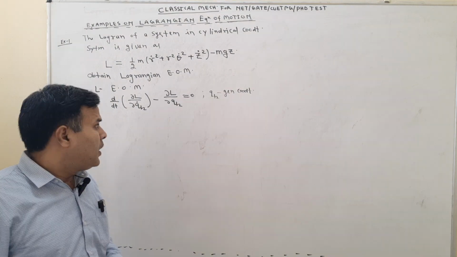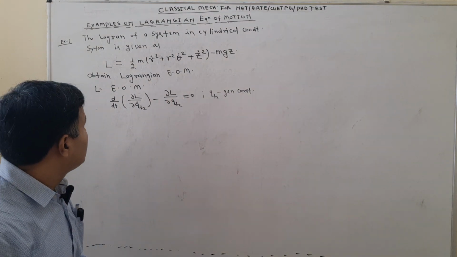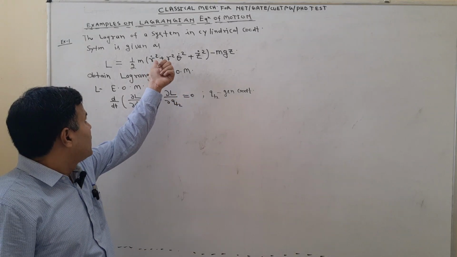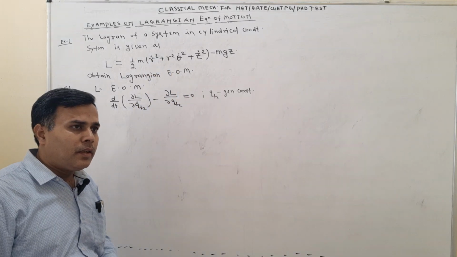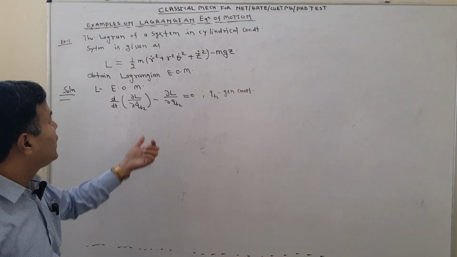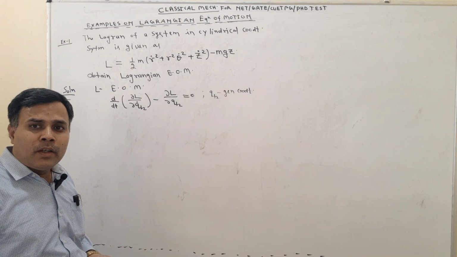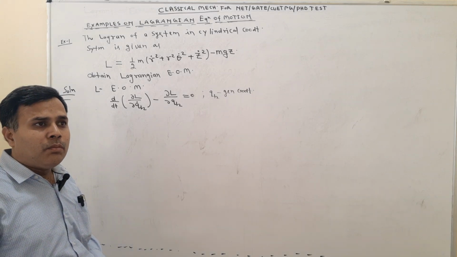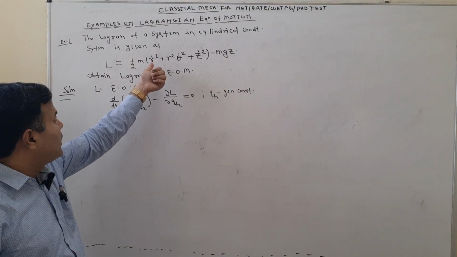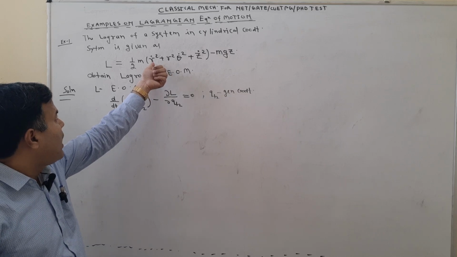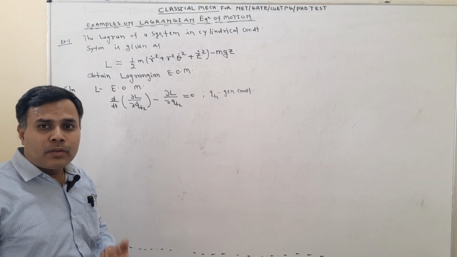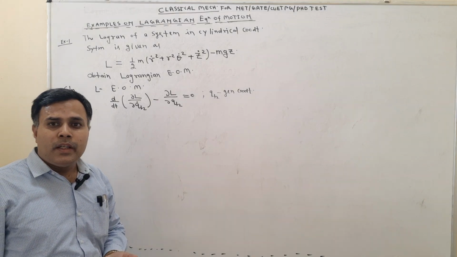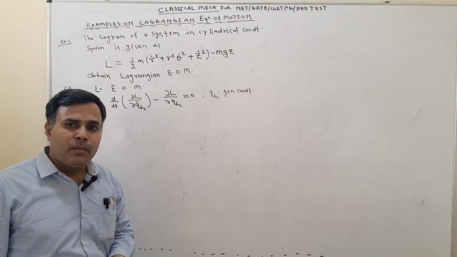Our first task is to identify the number of generalized coordinates in this Lagrangian expression. Corresponding to this Lagrangian expression, we can see that there are three different generalized coordinates. Our Lagrangian is in r, theta and z. So correspondingly, we have three different Lagrangian equations of motion.